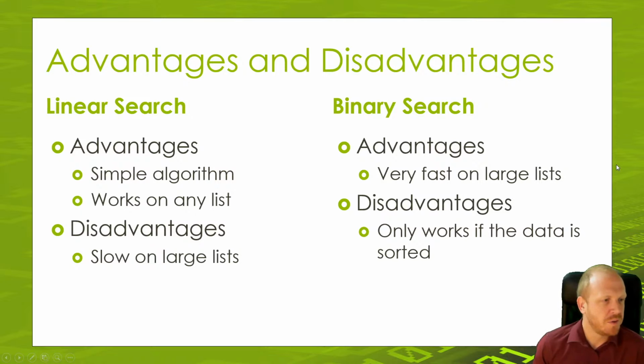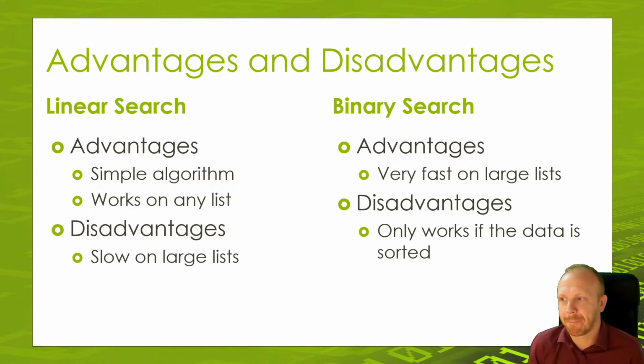So a summary, for those of you that are making notes or need summaries for it. The advantages of a linear search is it's a simple algorithm and it works on any list. But the disadvantage is it's slow on large lists. A binary search is very fast on large lists. In fact, the larger the list gets, the more efficient it becomes. That's the nature of order of log n algorithms. The disadvantage is it only works if the data is sorted, so it can't be used everywhere.